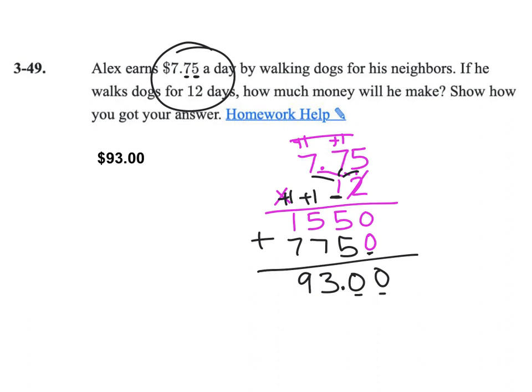The other way you could have done it is you could have broken this 12 into a 10 and a 2, and you could have done 10 times 7.75, because sometimes multiplying by 10 is a lot easier, and then you just needed two more of those. So you could have done 7.75 times 2 or 7.75 plus 2 and then added them together. However you got there is fine.